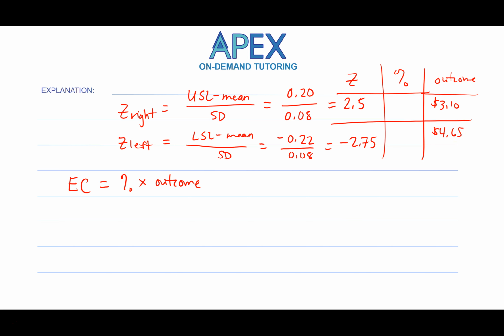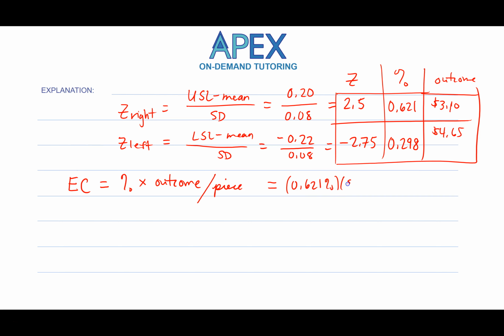Now this percentage that we're going to calculate, or rather look up in a table, is just going to tell us the chance per part. So when we do this expected cost, this is going to be per piece, which is very important later on. Okay, so when we do this, we're going to get a percentage of 0.621% when z is 2.5, and when z is negative 2.75, we're going to get a percentage of 0.298.